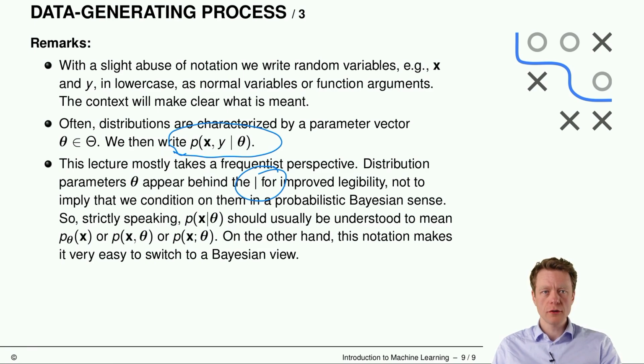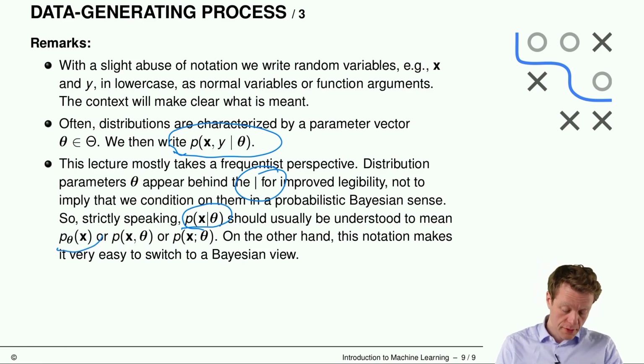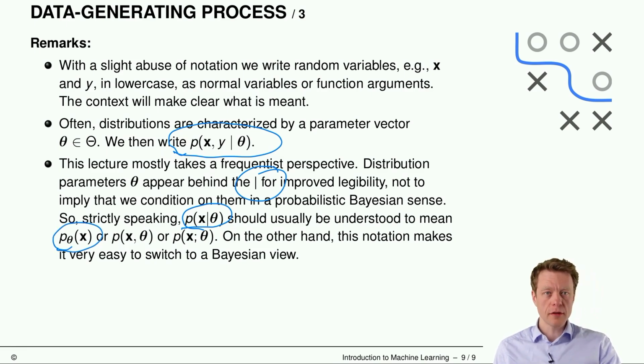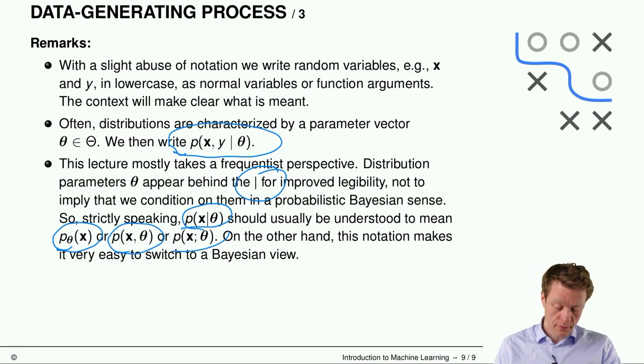So we could also use a different notation. Instead of p of x given theta, we could also have p of x with a subscript theta, or just a comma or semicolon. But as this notation makes it very easy to switch to the Bayesian view, we prefer this notation here.